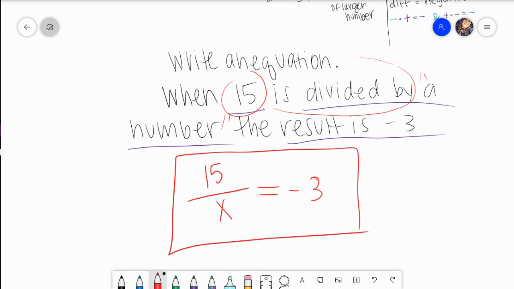Okay, hopefully that made sense, y'all. If not, just let me know. Next, we'll be doing the properties of real numbers.